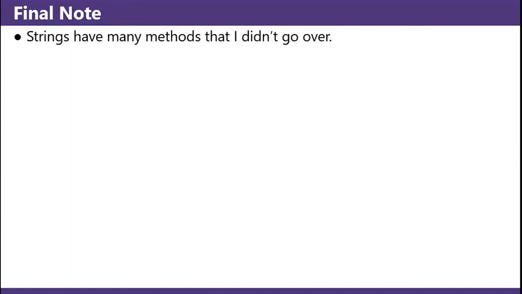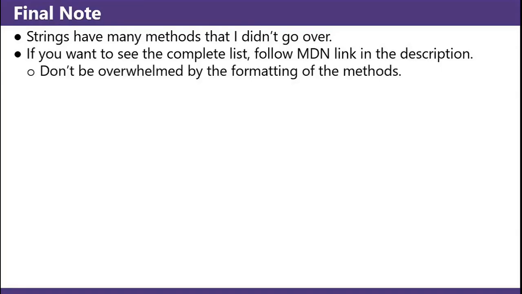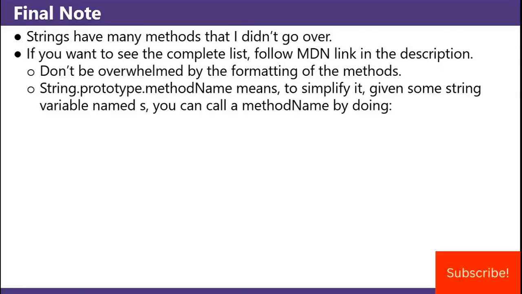Final note, strings have many methods that I didn't go over. If you want to see the complete list, follow the MDN link in the description. MDN stands for Mozilla Developer Network. Don't be overwhelmed by the formatting of the methods. String.prototype.methodName means, to simplify it, given some string variable named s, you can call a method by doing s.methodName.